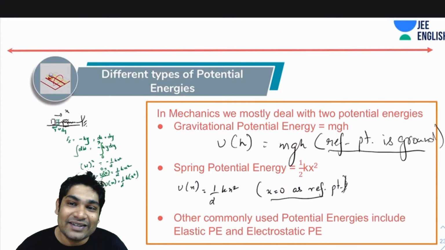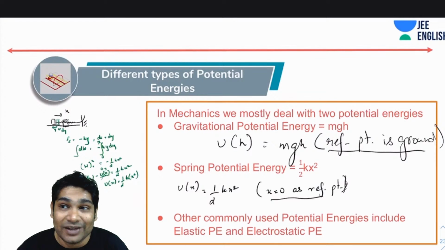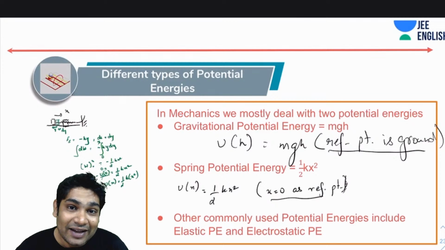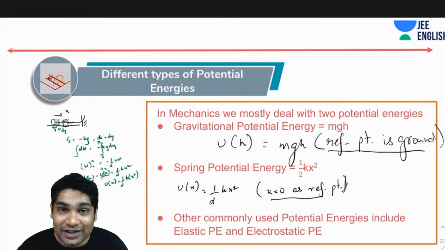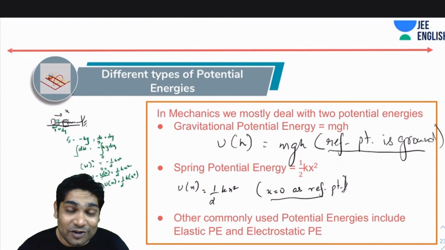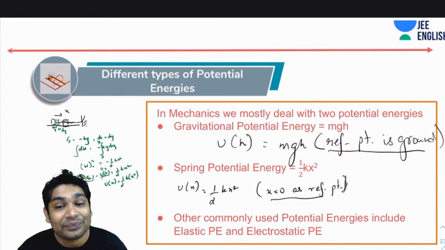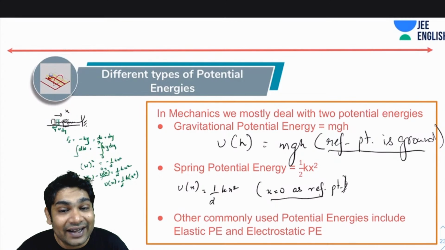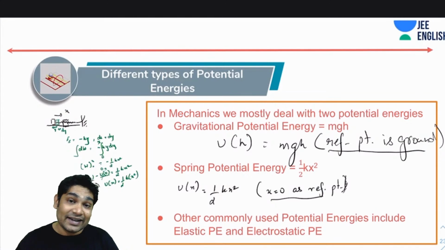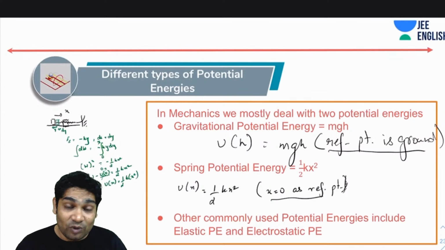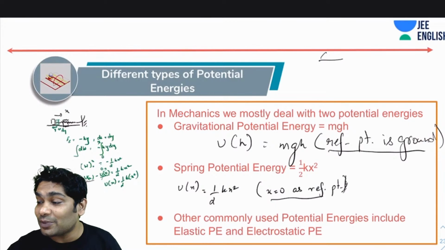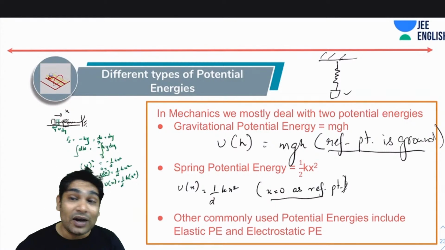Now, other commonly used potential energies include elastic potential energy and electrostatic potential energy. But we will talk about those later when we get the use. Right now in mechanics, as far as Newton's laws are concerned and all your work power energy calculations are concerned, mostly you only talk about two kinds of potential energies: gravitational potential energy and spring potential energy. If a spring is put at a height h, will it also have gravitational potential energy along with its spring potential? Yes. As I said, every conservative force will have a potential energy. All right. So if you have a situation where your spring is like this, so this block will have two kinds of potential energies.